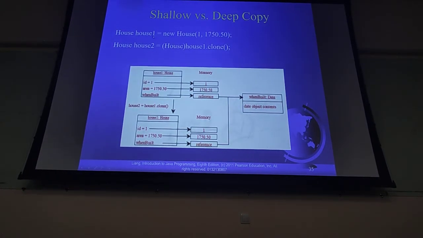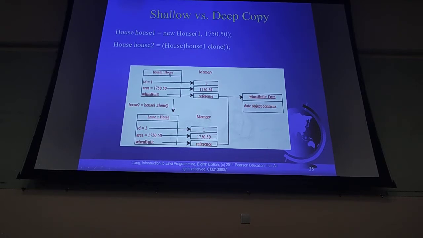Okay. See house. This is a house 1. Is it correct? And you create a new house. The ID is 1. Area is 1,750. Have you clear? And when you make a clone, so we are creating what? A new object. New memories will be allocated, which has the same values. Clear?